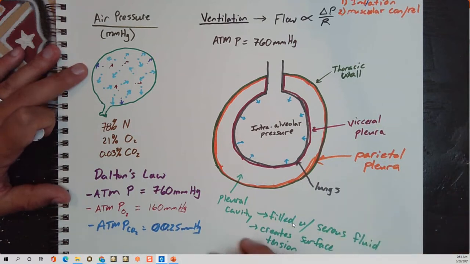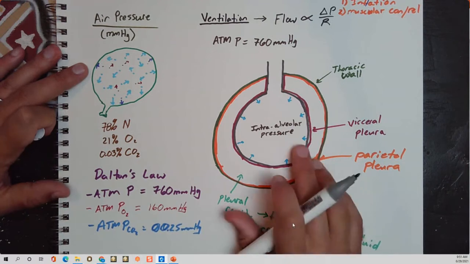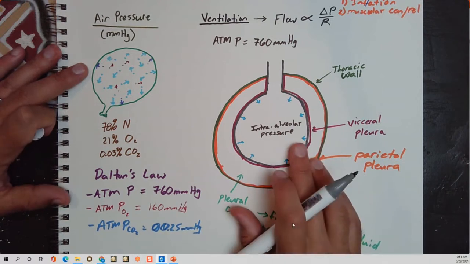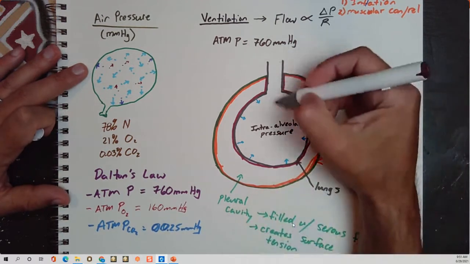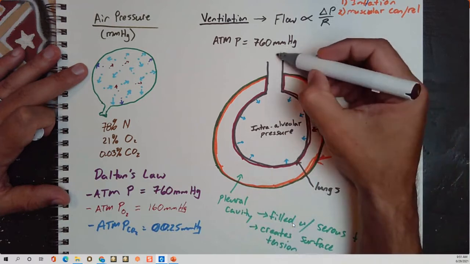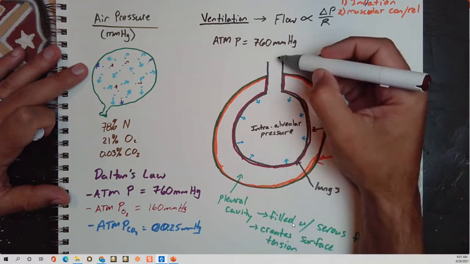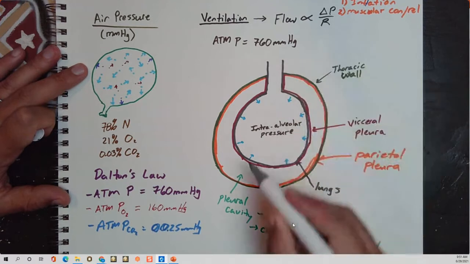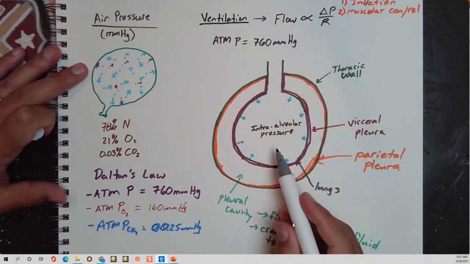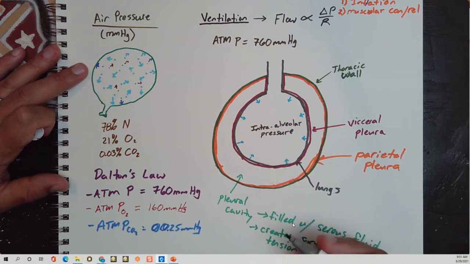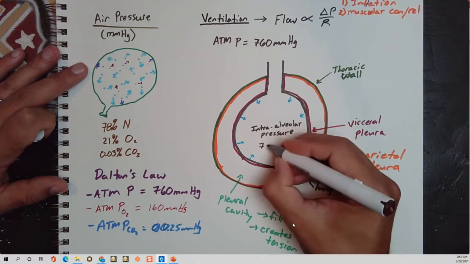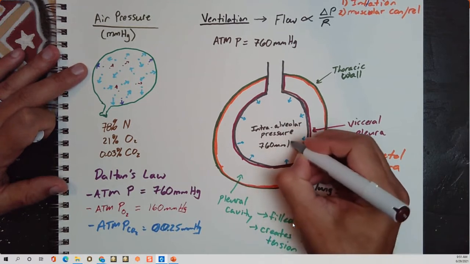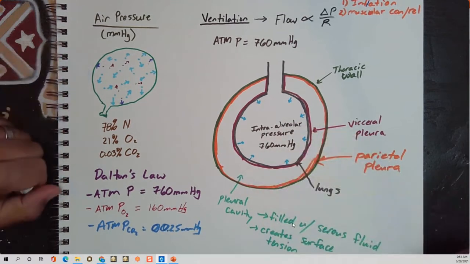So let's start there, because at rest, your intraalveolar pressure is at equilibrium. So what does that tell you? Because I have a tube that's connecting these two things, air can flow in, air can flow out. So at rest, the intraalveolar pressure is going to be what? If it's at equilibrium, we don't have any airflow right now. What's the intraalveolar pressure going to be? 760 millimeters of mercury. Beautiful. Does that make sense to everybody?